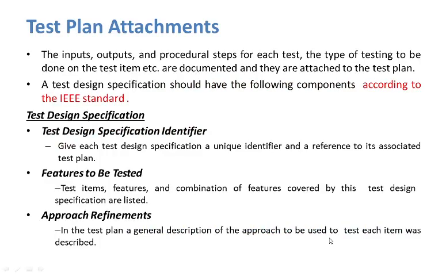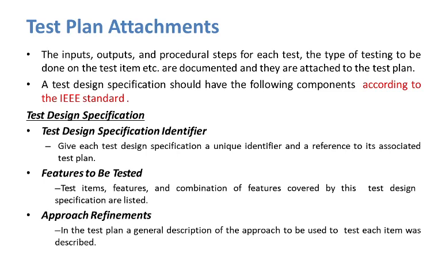So, test plan attachments: the inputs, outputs and procedural steps for each test, the type of testing to be done on the test item, etc. are documented and attached to the test plan document. The test design specification should have the following components according to the IEEE standard. The first component is the test design specification, which has many sub-components.